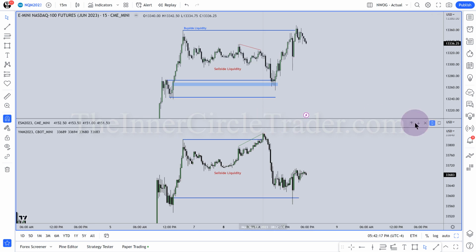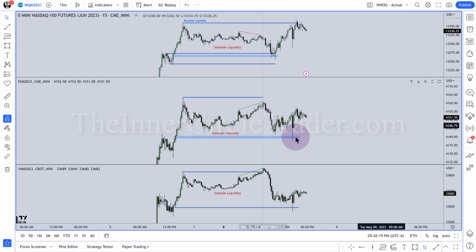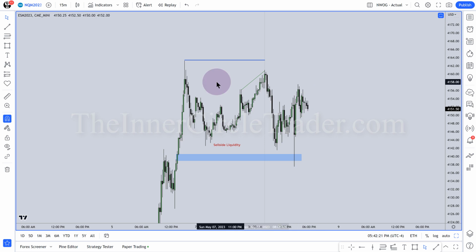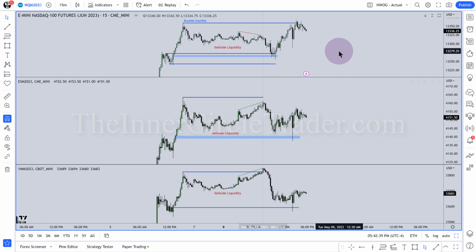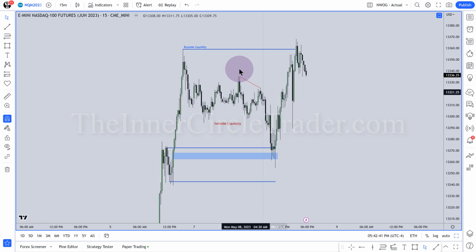On the ES, we made a higher high here, but we did not make the higher high here at 8 o'clock. So this high was lower than this one. If we look at the NASDAQ, we had that lower high across both. This high didn't get penetrated, this high didn't get penetrated, and we're diverging.